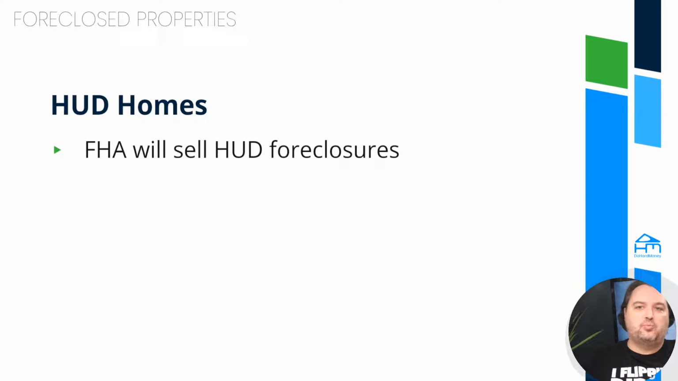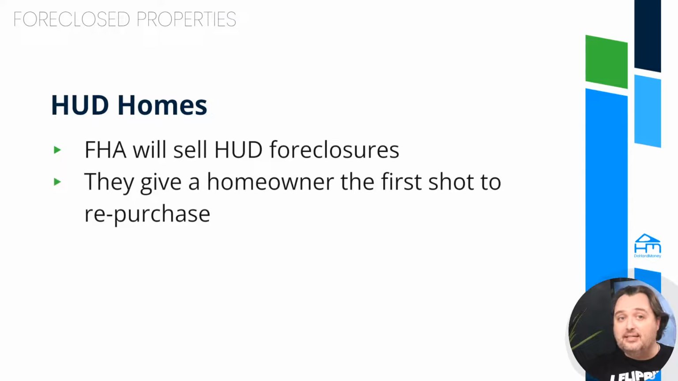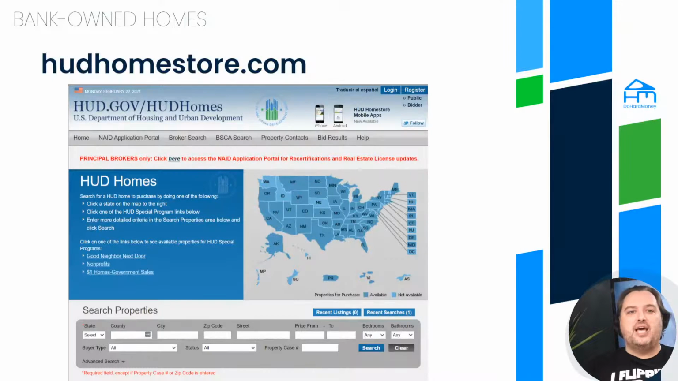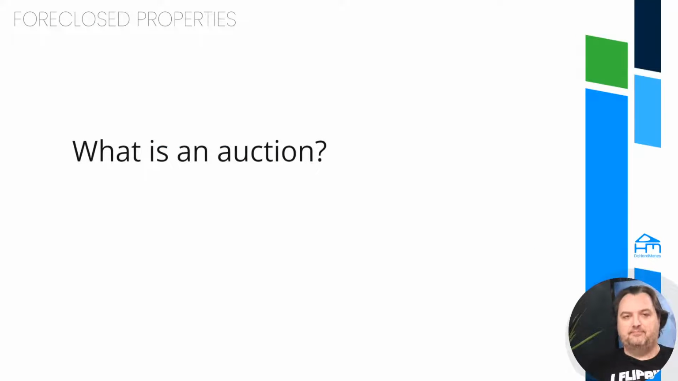One of my very best rental properties I bought, still own it today. I bought it from HUD. FHA, VA homes are sold through a HUD website. They give homeowners the first shot, the first 10 days or 7 days. And then after that, they let investors come in and make bids. If you want to find out about those HUD homes, you can go to HUDhomestore.com.